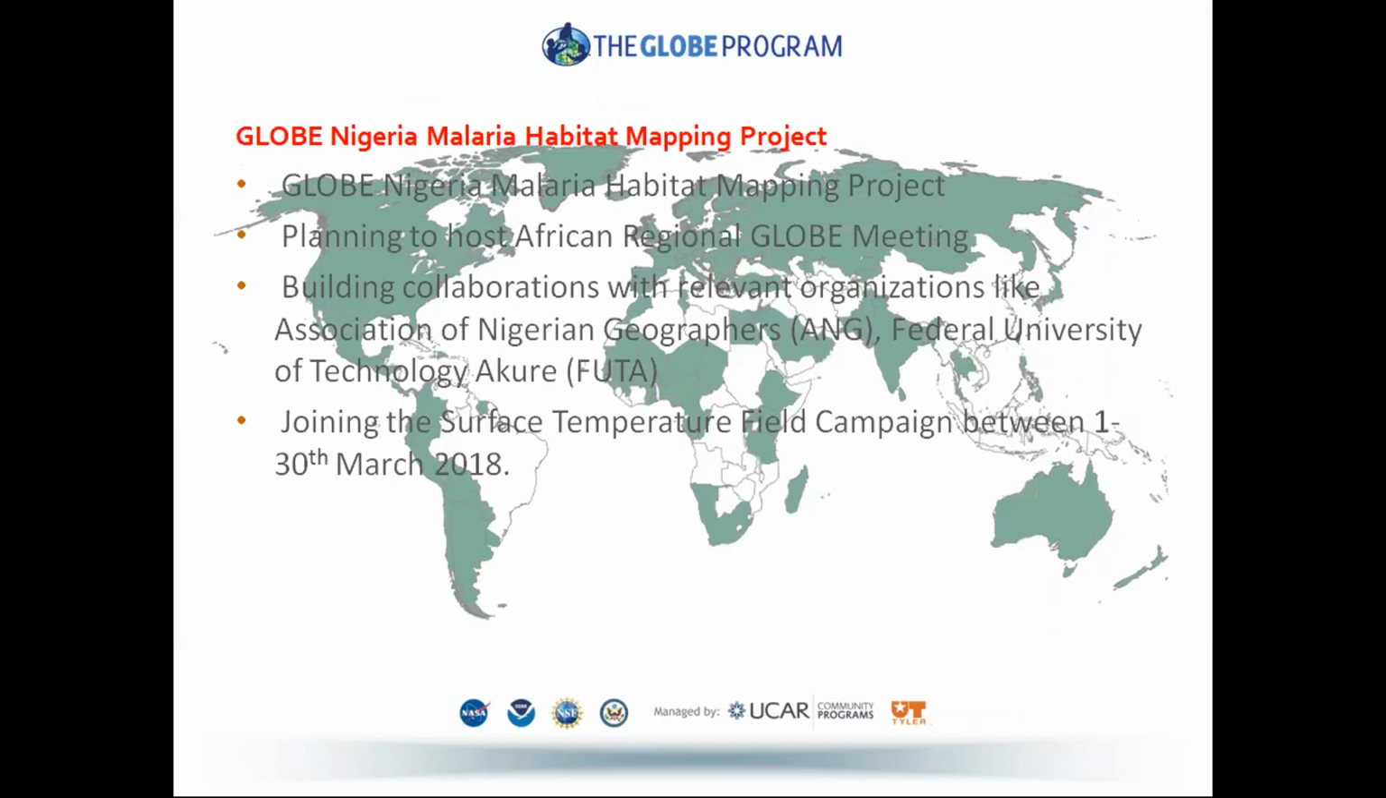The GLOBE Nigeria Malaria Habitat Mapping Project is a project that we want to bring up in conjunction with the U.S. Embassy in Nigeria. We've been in contact with them. We met quite some months ago, and they have given us their word that they will surely support us on this project. We have discovered that malaria has been a very serious problem in Nigeria.